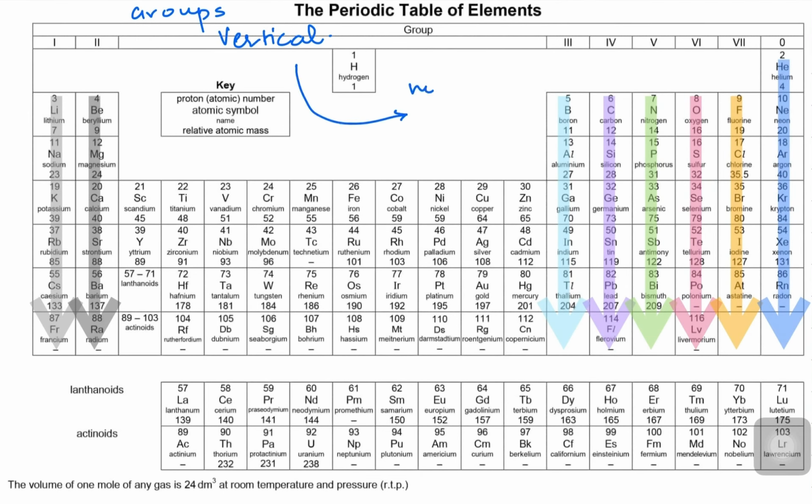The group number will tell you the number of electrons in the last shell. It tells you the electrons in the valence shell.